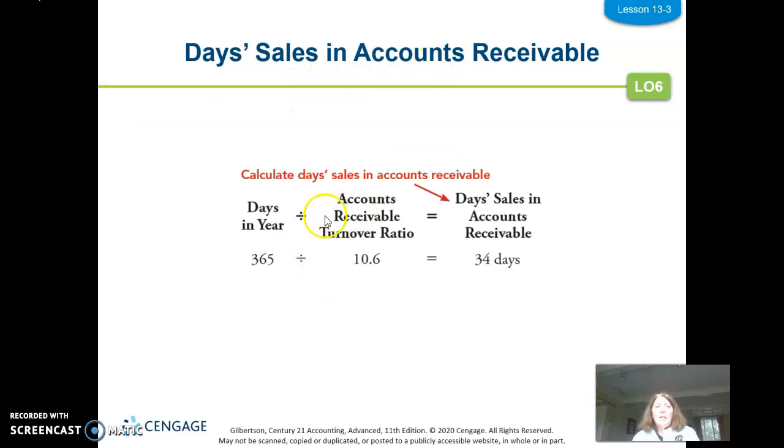So the calculation is pretty simple. It's taking 365 if you're looking at a year like we typically are, divided by that AR turnover you just calculated of 10.6 times per year to get the number of days.